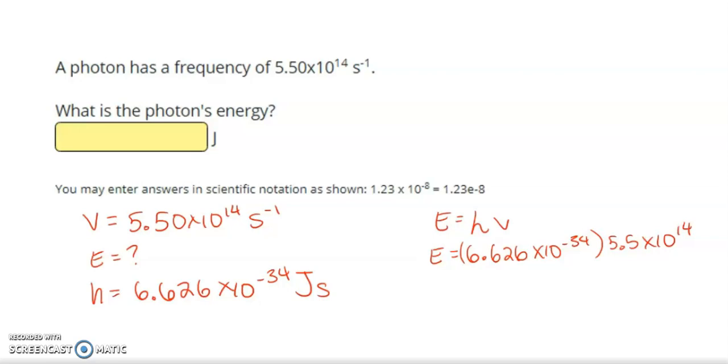When you punch that in your calculator, you'll get the value for energy. And you'll see that energy is equal to 3.64 times 10 to the negative 19th joules. The way you type that in, 3.64 E negative 19.